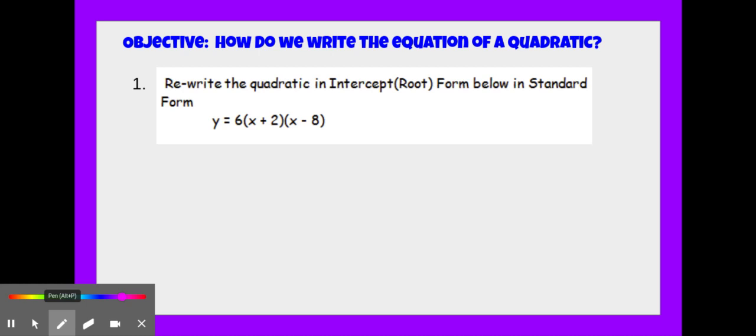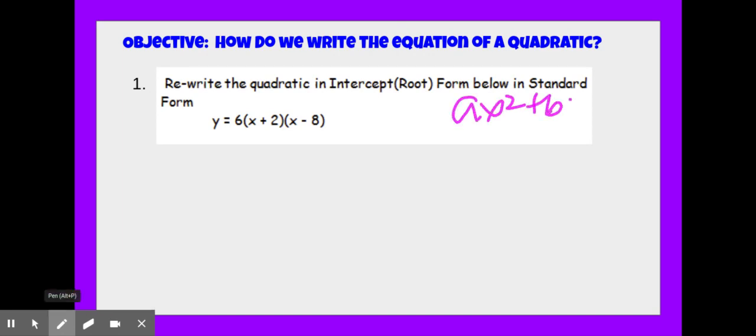Okay, so now we are going to practice some more. How do we rewrite the equation in intercept, or what we call root form, sometimes they call it factored form, into standard form? So that just means I need to get my equation to look like ax squared plus bx plus c, which means I need to simplify this.